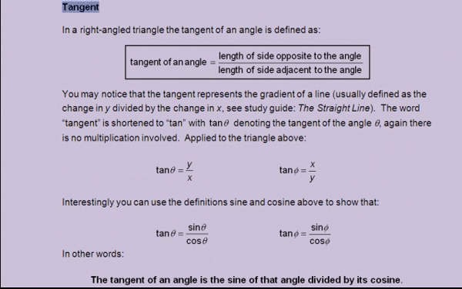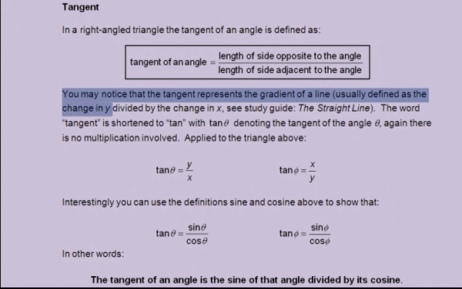Tangent. In a right-angled triangle, the tangent of an angle is defined as tangent of an angle equals length of side opposite to the angle divided by length of side adjacent to the angle. You may notice that the tangent represents the gradient of a line, usually defined as the change in y divided by the change in x. See study guide, the straight line.